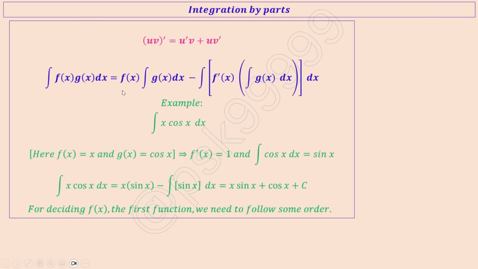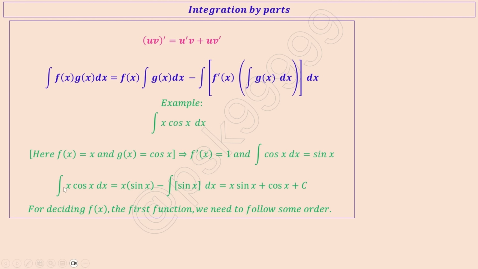Now, one thing, what is the similarity here? You need to identify what your f of x is. Then you need to find f dash x of that. That is also required. Then you need integration of g x dx. Okay, and once you do it, you will use it two times. Then do the overall integration. Okay. So let's do one example. If it is integration of x cos x dx, I'll take f of x as x, g of x as cos x. Okay, so my f dash x is 1, and integration of cos x dx is sin x.